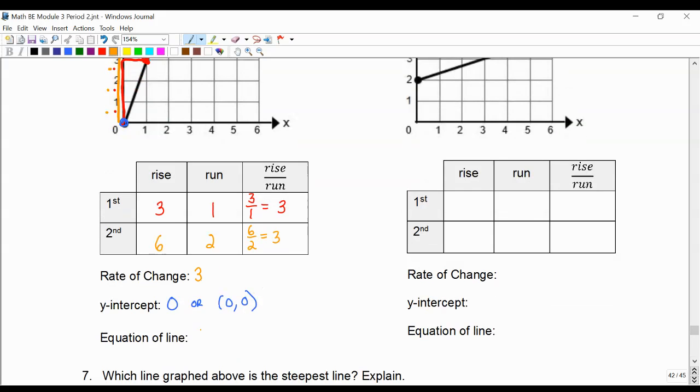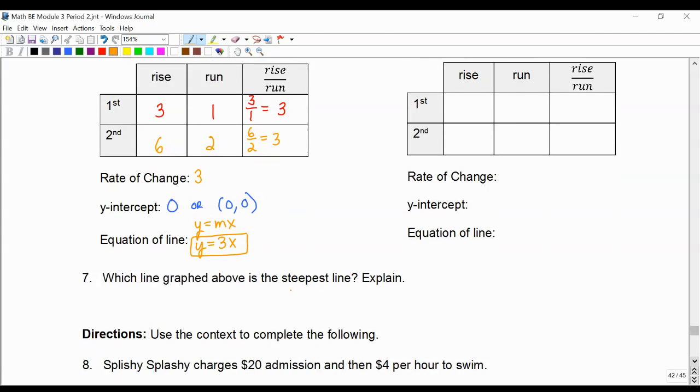So our equation then is, this is proportional, so we're going to use the equation y equals mx. So this is y equals 3x. And you could put plus 0. Doesn't matter either way.